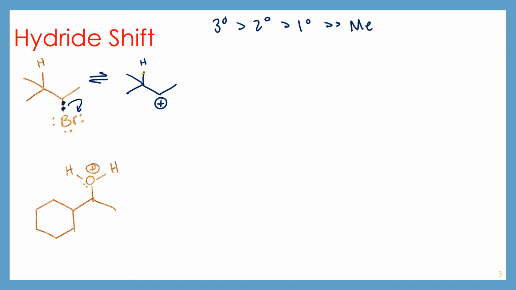If we take the hydrogen with the two electrons that form its covalent bond, and we take this whole thing and slide it over, or rather in curved arrows, take these electrons, put them here, what we would end up with is a molecule where the carbocation has shifted to the carbon that originally had the hydrogen.